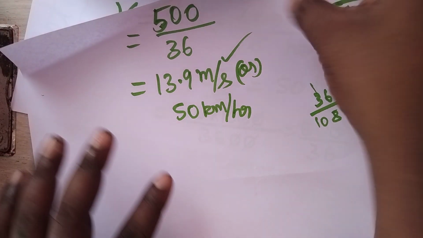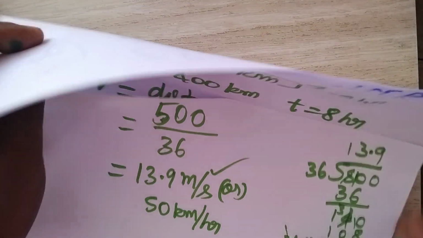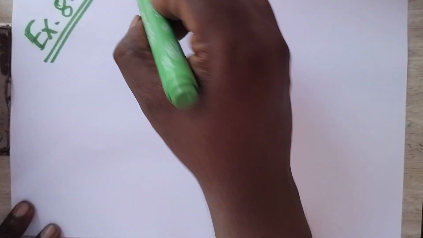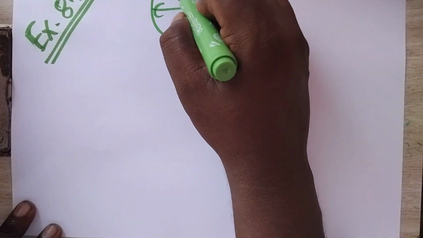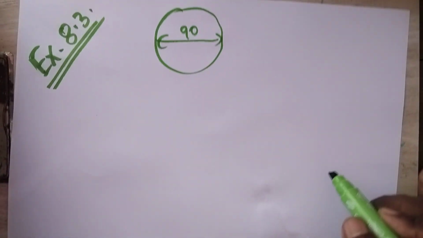Now we'll do this third problem. First of all you should try to understand the question and what is given. It's an example problem, 8th chapter third problem. The question says Usha swims in a swimming pool, and the swimming pool is 90 meter.